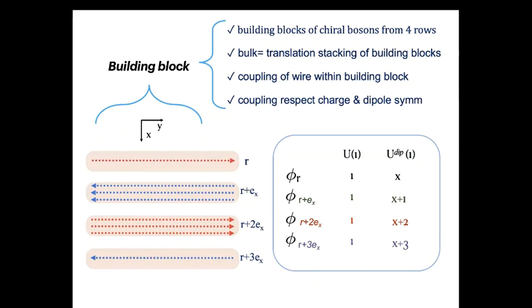And here the only subtlety is that for all of these chiral fermions, apart from the fact that they all carry the same U(1) symmetry, they also carry a dipole U(1) symmetry, where the charge of that dipole symmetry does depend on their position.